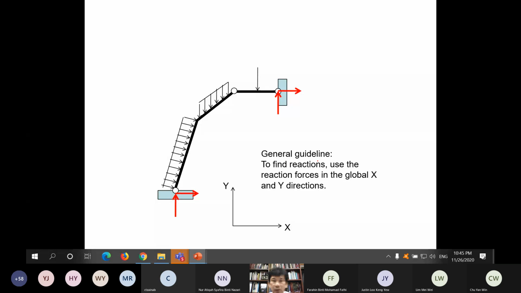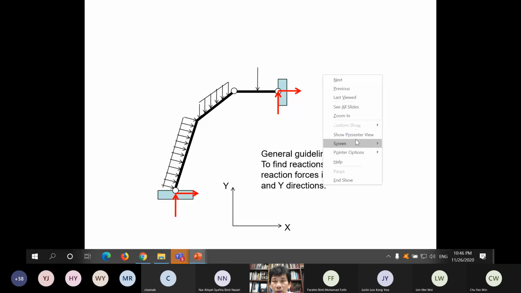General guideline to find reactions. When you are given a problem where you have a loading frame like this, a frame with an inclined member with the loading acting not in vertical directions but in certain directions, and you want to find reaction forces, then it is good to find them following the global X and Y, which is horizontal X, horizontal Y. So find the reactions following this global X and Y.